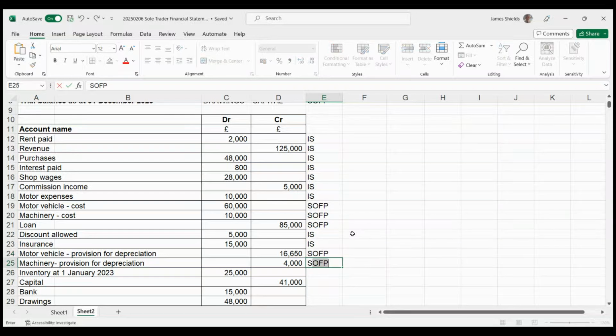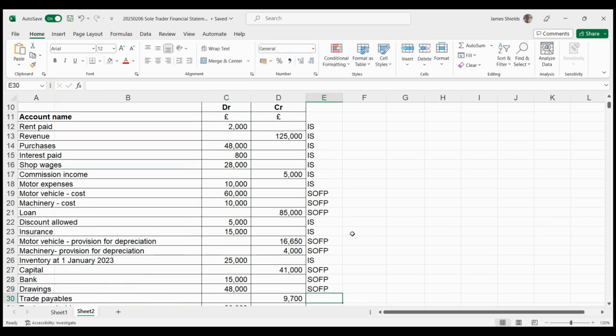Likewise for machinery. And the inventory at the 1st of January 2023 is the opening inventory, that's an expense in our income statement in the cost of sales section. Capital is a liability, so it's your statement of financial position. Bank is an asset, so it's statement of financial position. And drawings are in the statement of financial position as well.